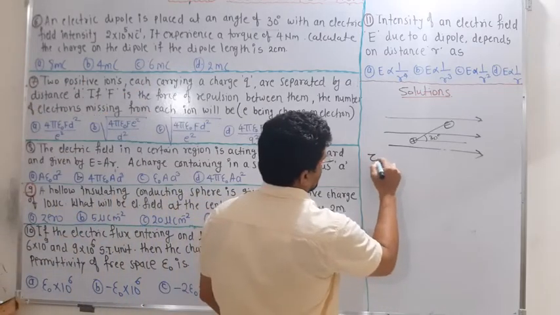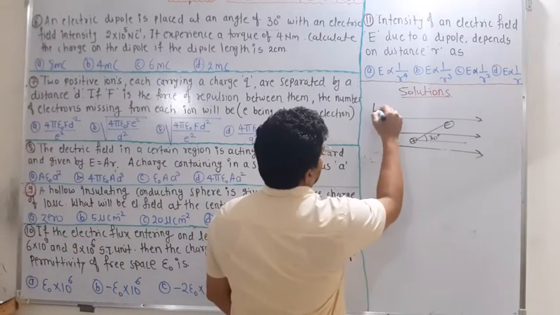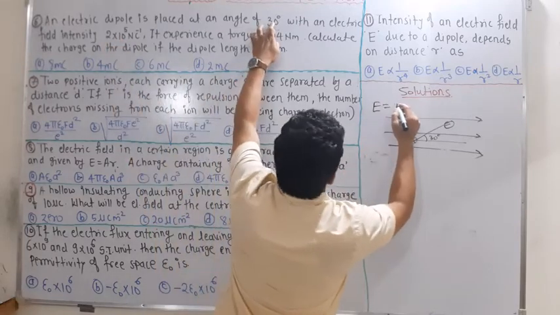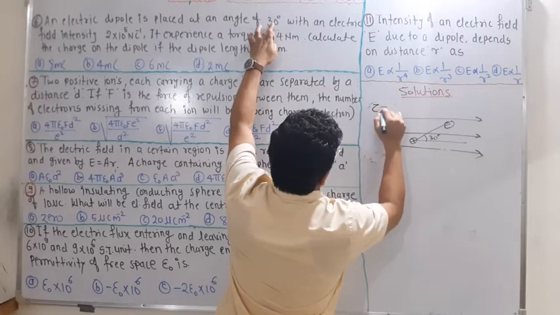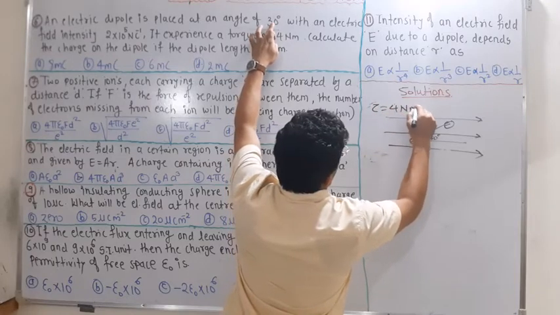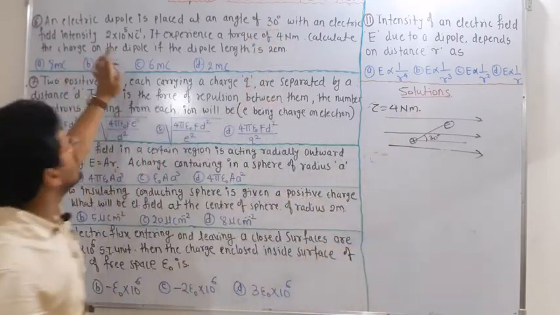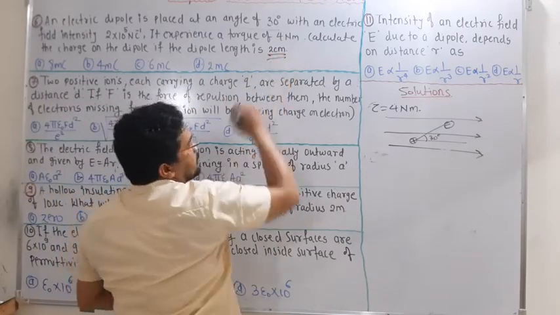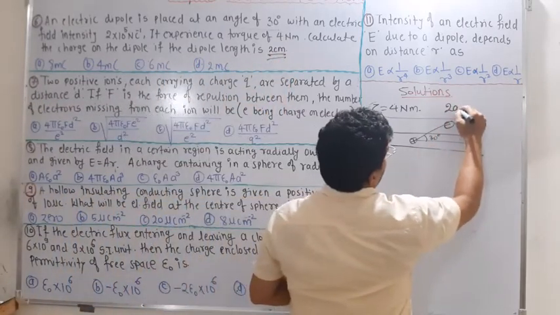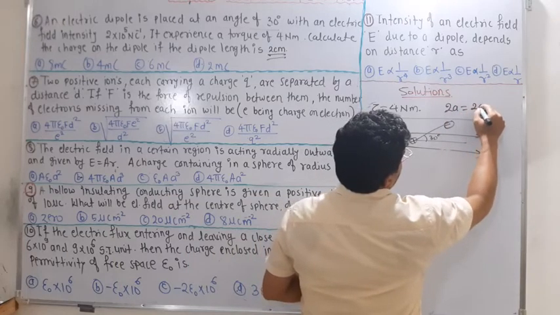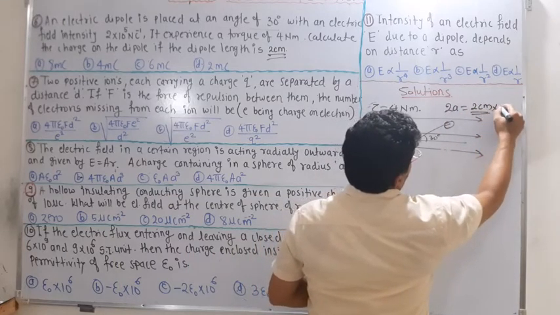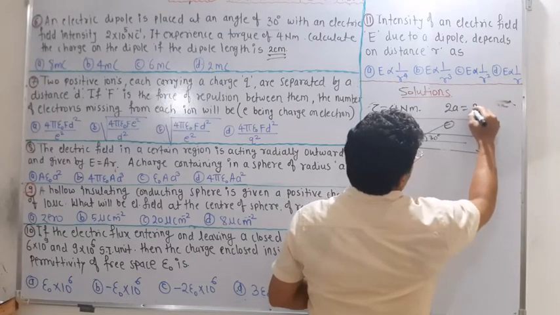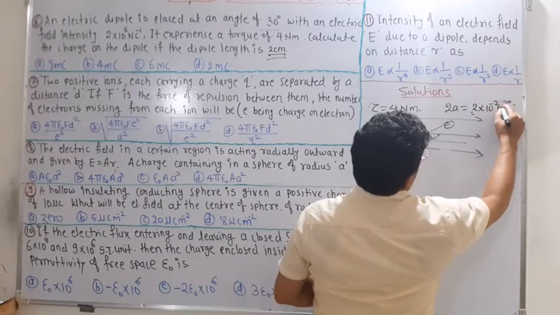So torque is given, the electric field strength E is given this much, the angle theta is given, and torque is 4 Newton meter. You have to calculate the charge on the dipole if the dipole length is 2 centimeter. So dipole length means 2a is 2 centimeter. You have to convert into meter, so it becomes 2 into 10 to the power of minus 2 meter.